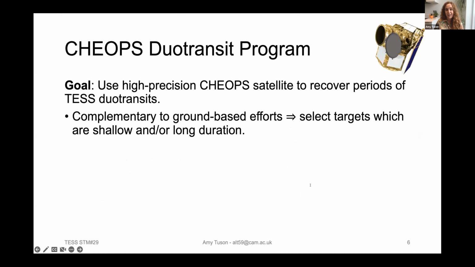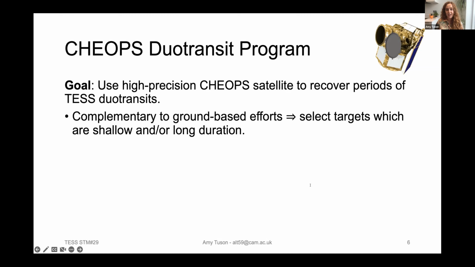I'm a member of the CHEOPS geotransit program, and we use CHEOPS to recover the periods of TESS geotransits. Importantly, we are aiming to be complementary to ground-based efforts. So we only select targets for which space-based observations are necessary. So for example, if the transit depth is very shallow or the duration is very long.